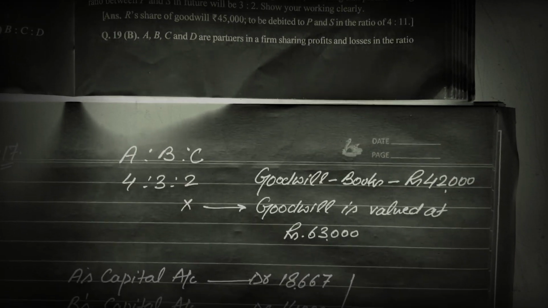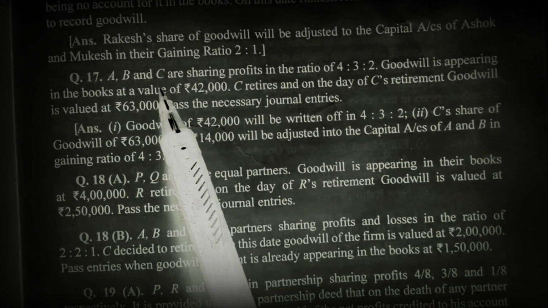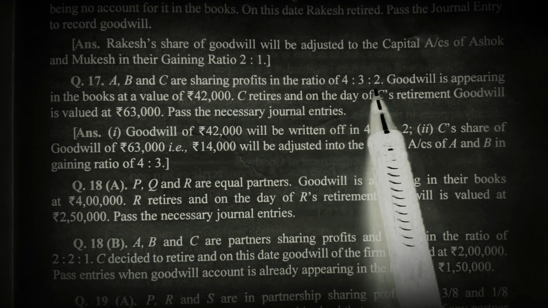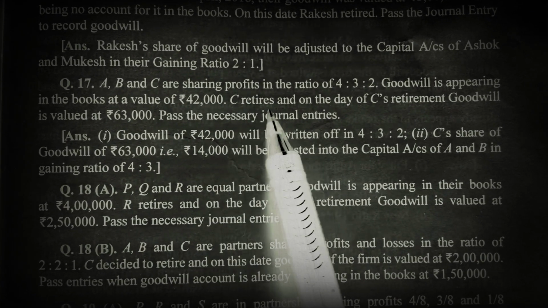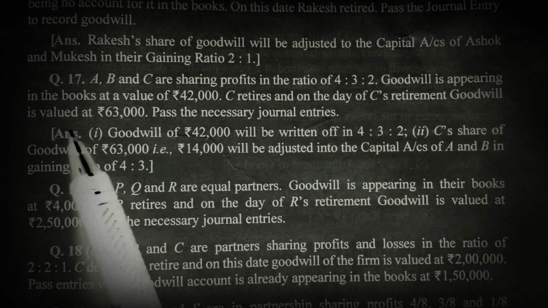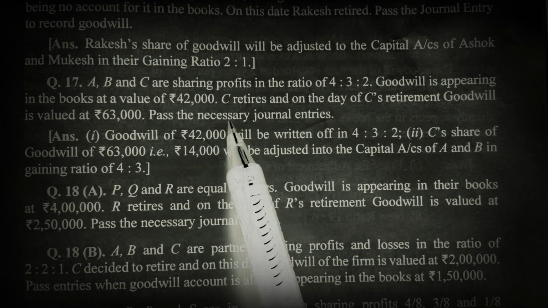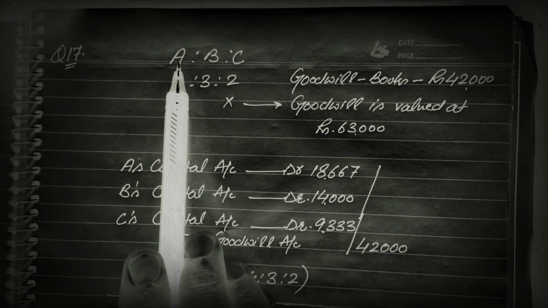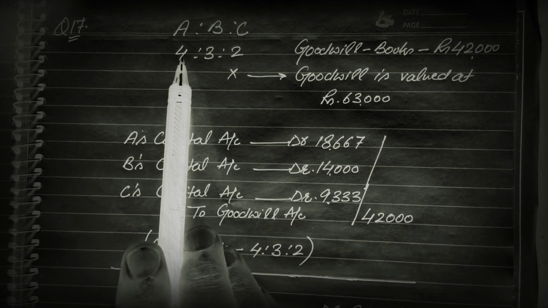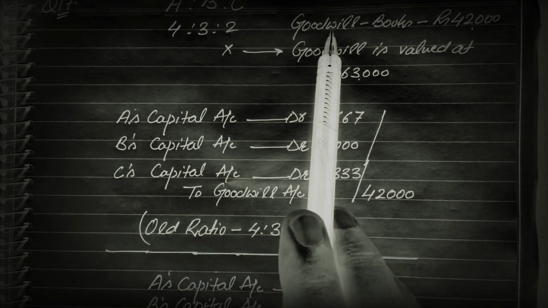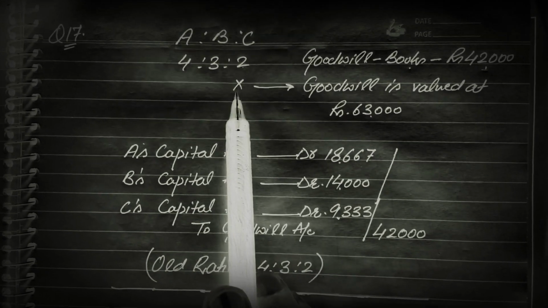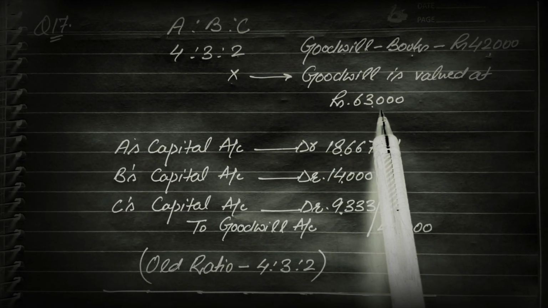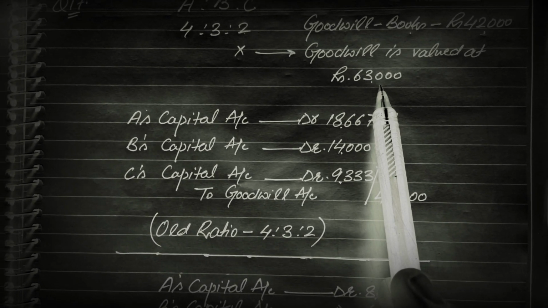We can understand the same treatment with the help of another question. This is question number 17. In this question, A, B and C are sharing profits in the ratio of 4:3:2. Goodwill is appearing in the books at the value of rupees 42,000. C retires, and on the day of C's retirement, goodwill is valued at rupees 63,000. Pass the necessary journal entries. If we brief up the question, there are three partners A, B and C. Their profit sharing ratio is 4:3:2. Goodwill already appears in the books of the firm at rupees 42,000, and on C's retirement goodwill is valued at rupees 63,000, and we are required to pass journal entries for the treatment of goodwill.